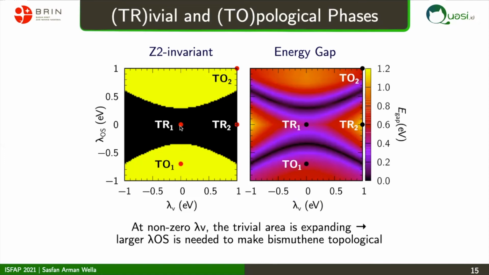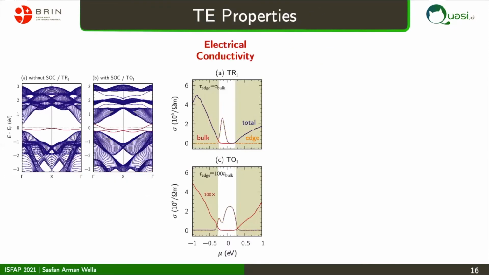Next, we sample 4 cases in the phase diagram to see their TE properties. So we start from the electrical conductivity. Actually, we provide the contribution from bulk state, edge state, and the total of them. The bulk state, as we see here, only contributes to the electrical conductivity if the chemical potential lies outside the band gap. In the figure, we can see it in the gray area.